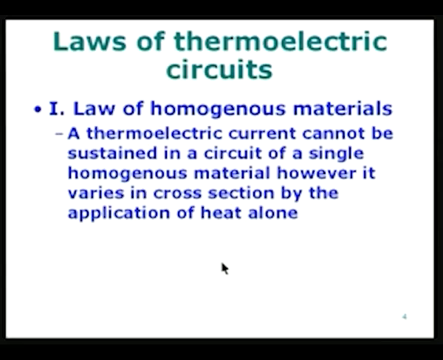Now, apart from this, we have some 3 thermoelectric circuit laws which are going to be useful in the practice of thermoelectric thermometry. One is of course the law of homogeneous materials, which simply says that a thermoelectric current cannot be sustained in a circuit of a single homogeneous material, however it varies in cross section, by the application of heat alone. It is very important. If it is a uniform material made of the same homogeneous material, whatever may be the shape, size of the cross section and so on, if you simply apply a temperature variation like that, nothing is going to happen.